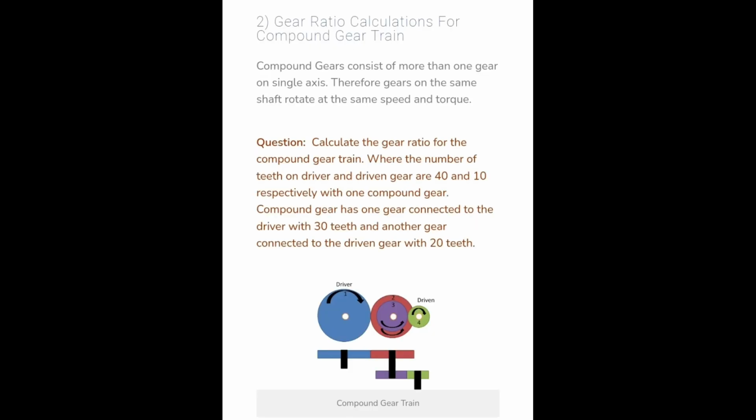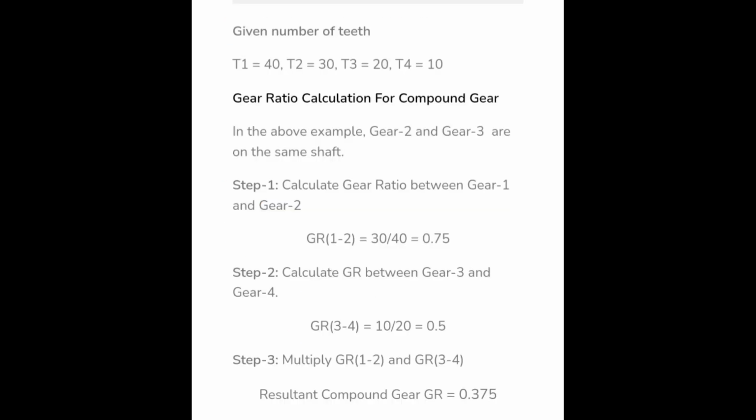Now gear ratio calculation for compound gear train. There are 3 gears, driver, idler and driven, which are in a gearbox, and this is called a type of compound gear train or compound gearbox. There is mention T1 is equal to 40, T2 30, T3 20, T4 10. Gear ratio calculation for compound gear.